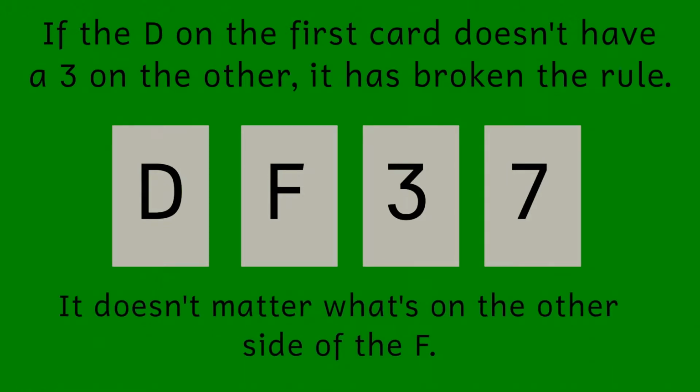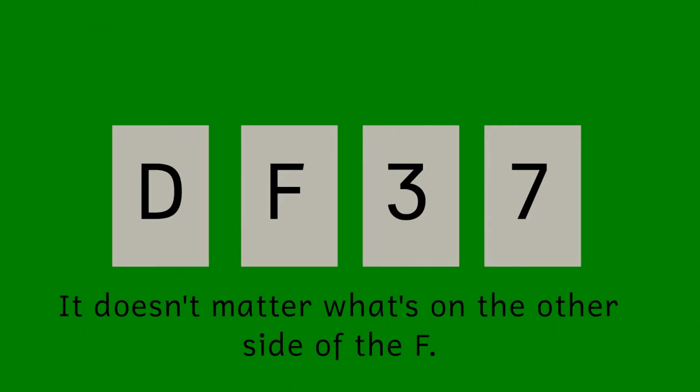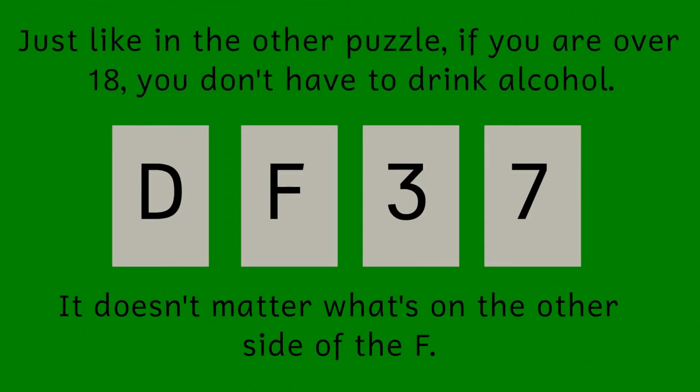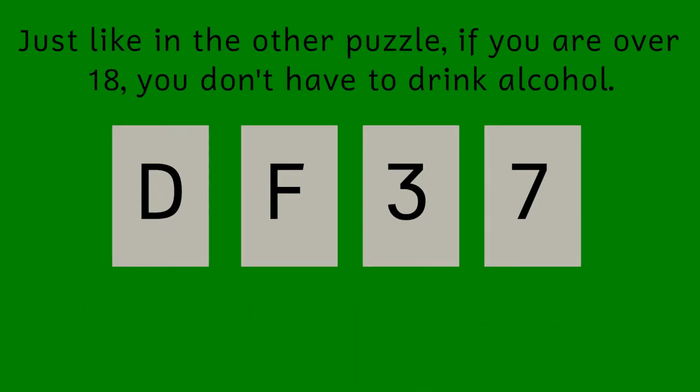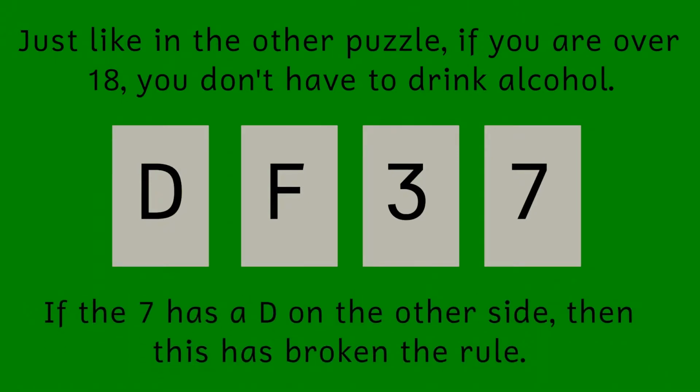I don't need to check the F because I didn't mention anything about other letters, so that could be a 3 or any other number, it doesn't matter. Similarly, I don't need to check the 3 card, because the other side doesn't have to be a D. I didn't say that if one side is a 3, the other would have to be a D. The statement only works one way, not the other way round. I do, however, have to check the 7 card, because a D on the other side would break the rule.